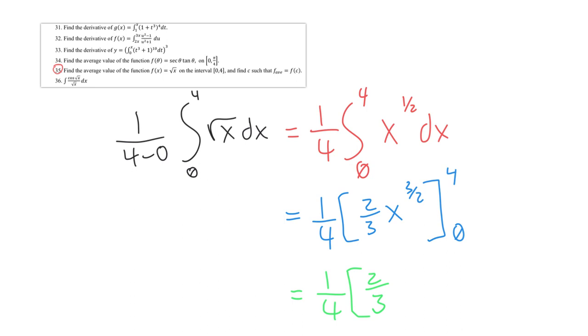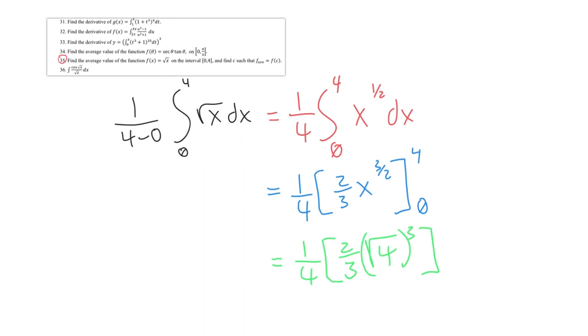So really what we're dealing with is 4 plugged in for x. Now I'm going to represent this as the square root of 4 cubed. That's the reality of what's happening here. It's going to be 4 raised to the 3/2, so that's really the square root of 4 cubed. And that will become 1/6 times 2 cubed, which is 8, and that is 4 over 3. So that is the average value of the function on that interval.